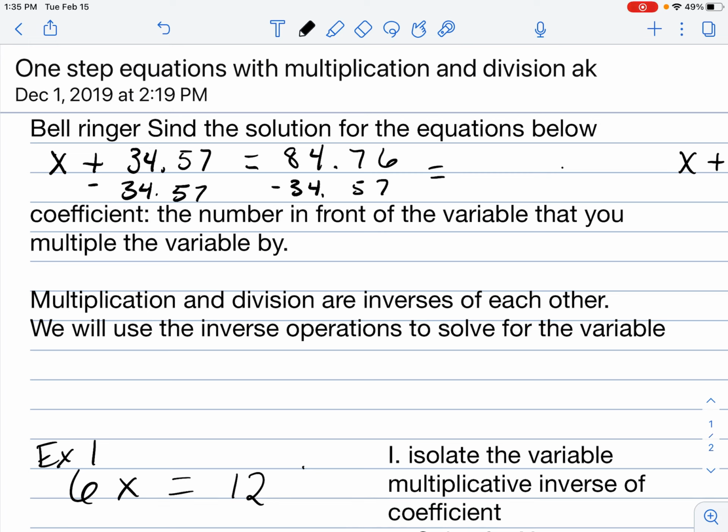Okay, and once again, the reason for doing this is to isolate the variable so we know what the variable equals. So then you're left with x equals 84.76 minus 34.57. That's going to leave you with 50.19.